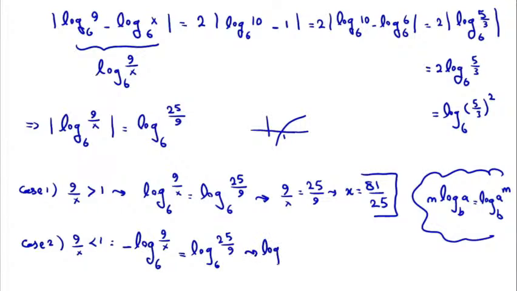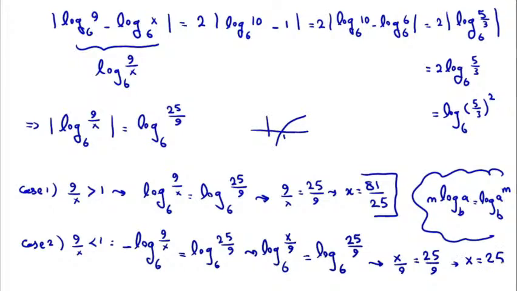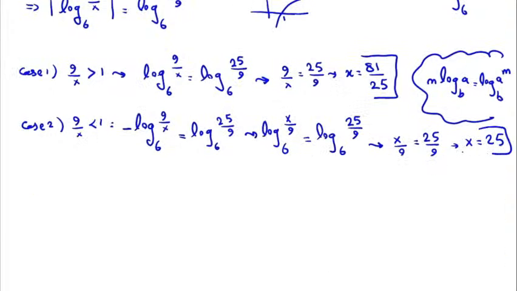So you conclude log base 6 of 9 over x to the power of negative 9, which will be x over 9, equal to log base 6 of 25 over 9. Because it's a one-to-one function, you can say x over 9 equals 25 over 9. So x is 25, and if you multiply, we found two answers. The problem says find the product.